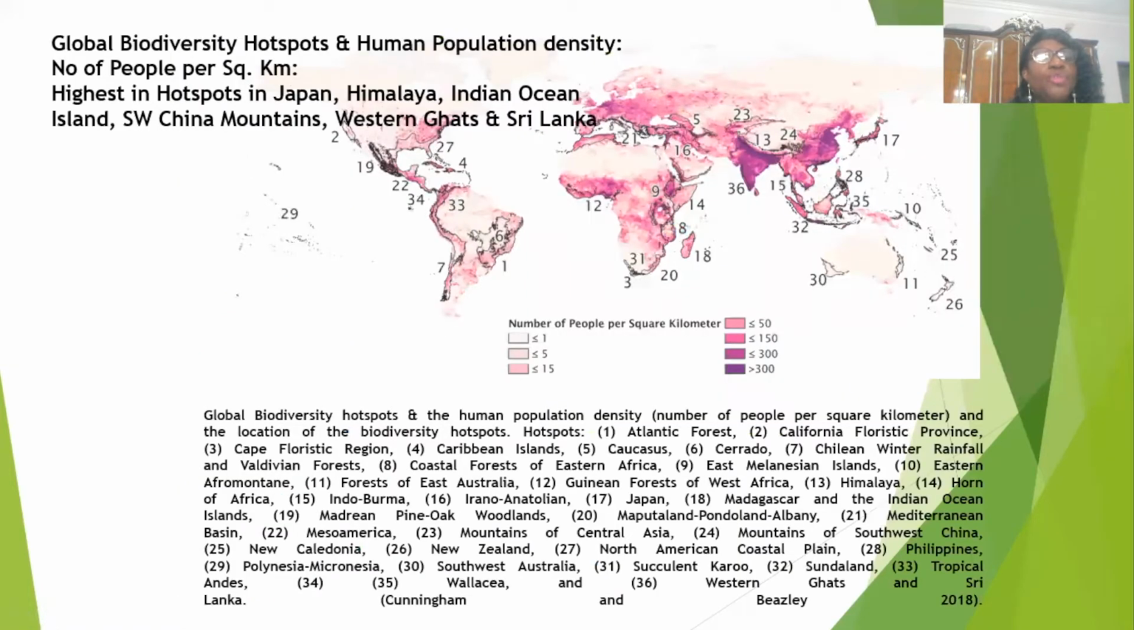Global biodiversity hotspots and human population density. This map represents the global biodiversity hotspots and human population density, recorded in number of people per square kilometer. The dark shaded area is the highest, with more than 300 persons per square kilometer. From this map, it is observed that the highest population density is in hotspots in Japan, Himalaya, Indian Ocean islands, Southwest China Mountains, West Ghats, and Sri Lanka.